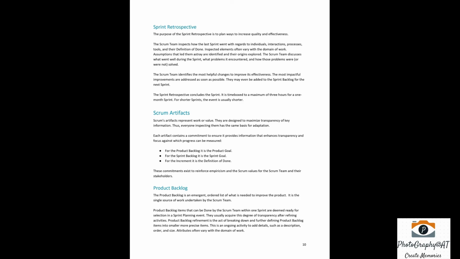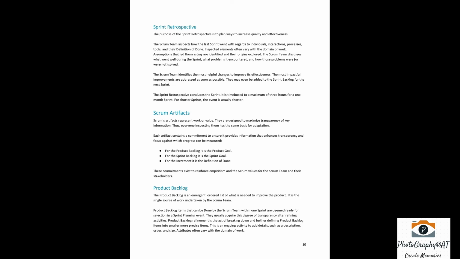9. Sprint retrospective. The purpose of the sprint retrospective is to plan ways to increase quality and effectiveness. The Scrum team inspects how the last sprint went with regards to individuals, interactions, processes, tools, and their definition of done. Inspected elements often vary with the domain of work. Assumptions that led them astray are identified and their origins explored.